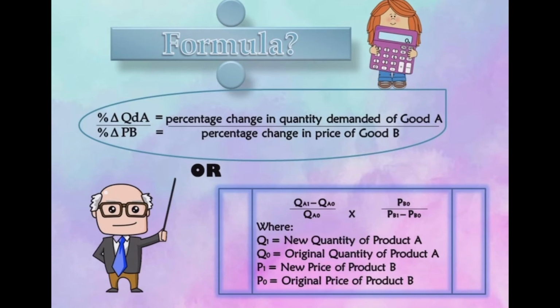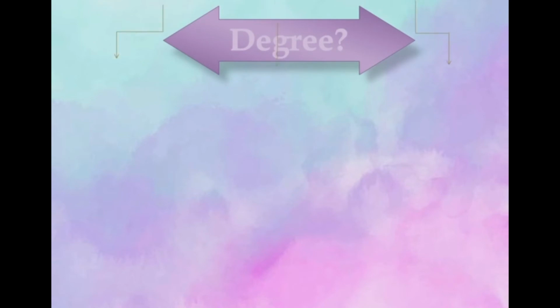For the quantity, we will use the info of product A, multiplied by PB0, which means the original price of product B, divided by PB1, the new price of product B, minus PB0, the original price of product B. And for the price, we will use the info of product B. In this formula we will use info of two products, first product A and second product B, because we want to know the relationship between both products.